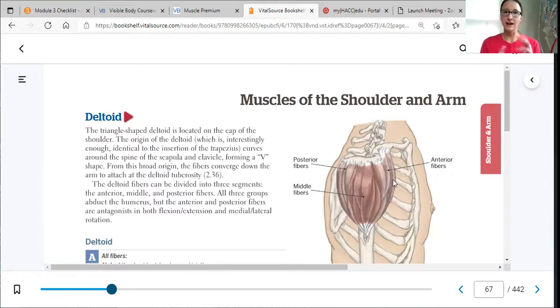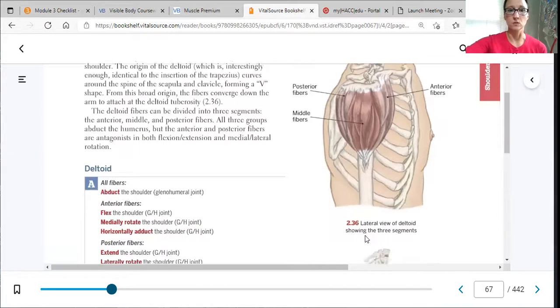And the deltoid actually has three different parts. We have anterior fibers, which are located right here, so in front on the anterior. We have middle fibers, which are located right here, straight down the center on the humerus. And then we have posterior fibers, which are back here, on the posterior of the shoulder. They all come to a point right here on the humerus. So let's talk about the origin and the insertion of deltoid.